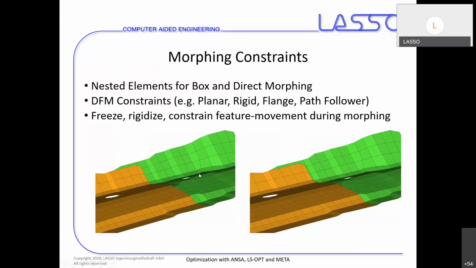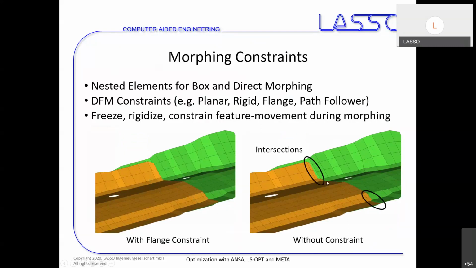Another constraint is the flange constraint. We increase the width of the orange part. Without any constraint, we get intersections here. With a flange constraint, the nodes are lifted a bit in order to avoid intersections.